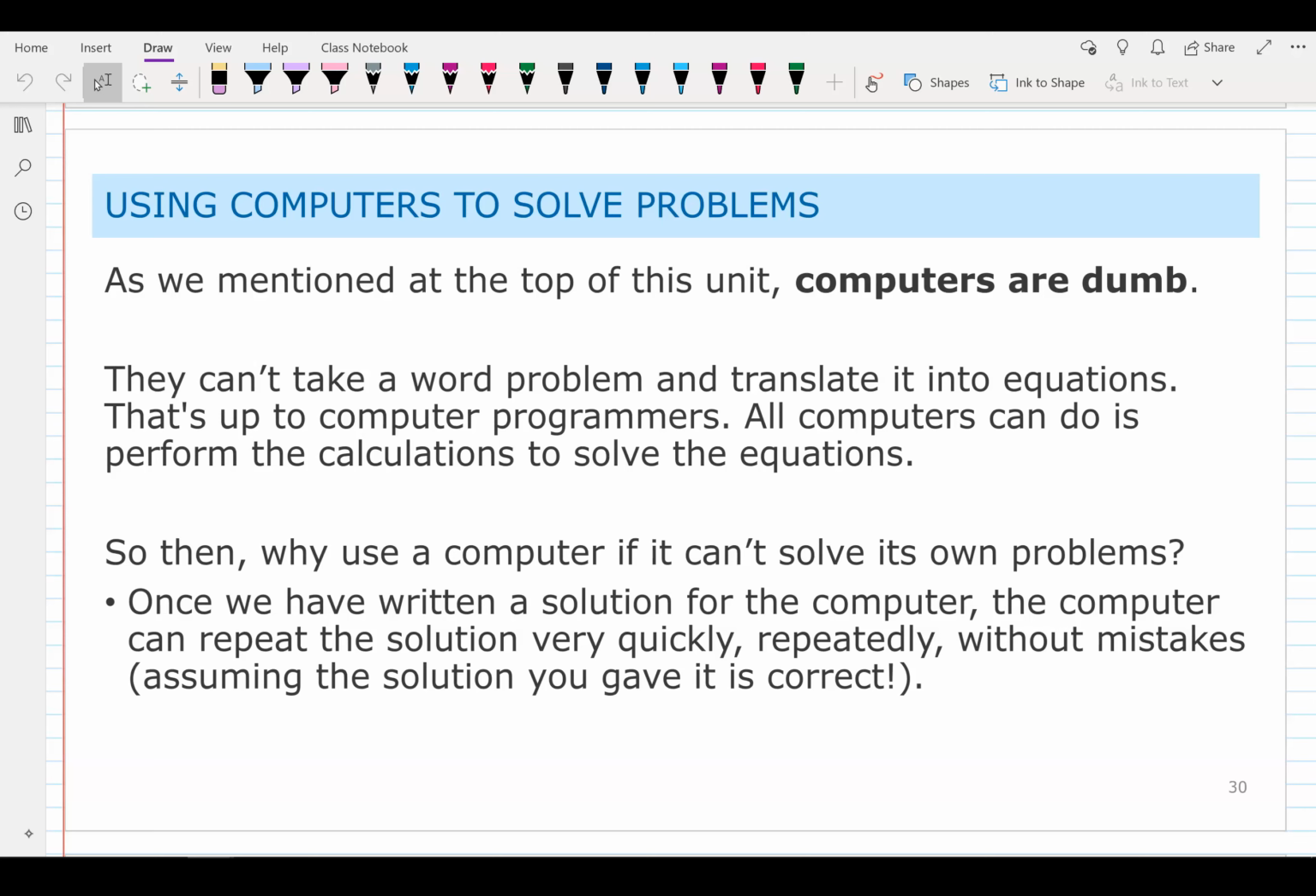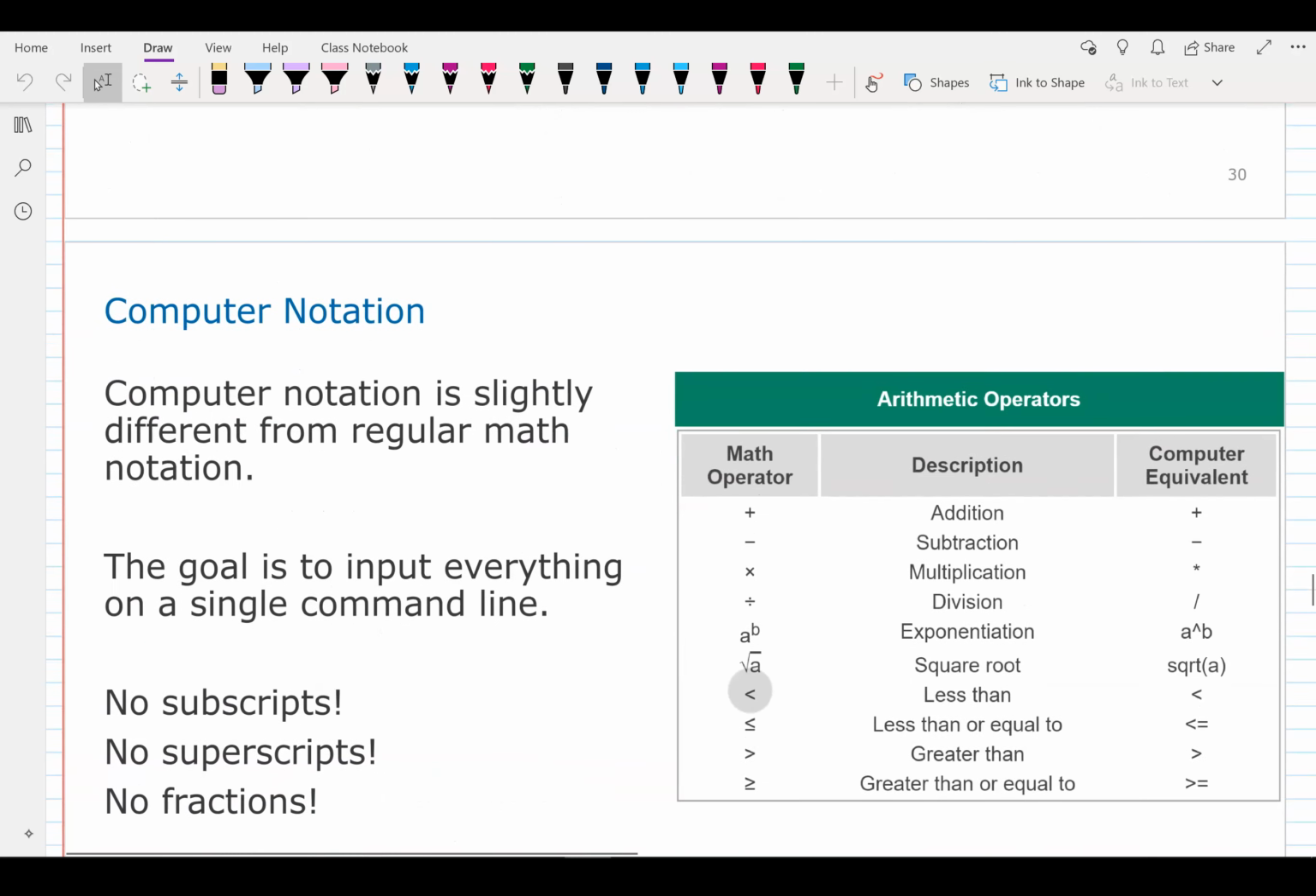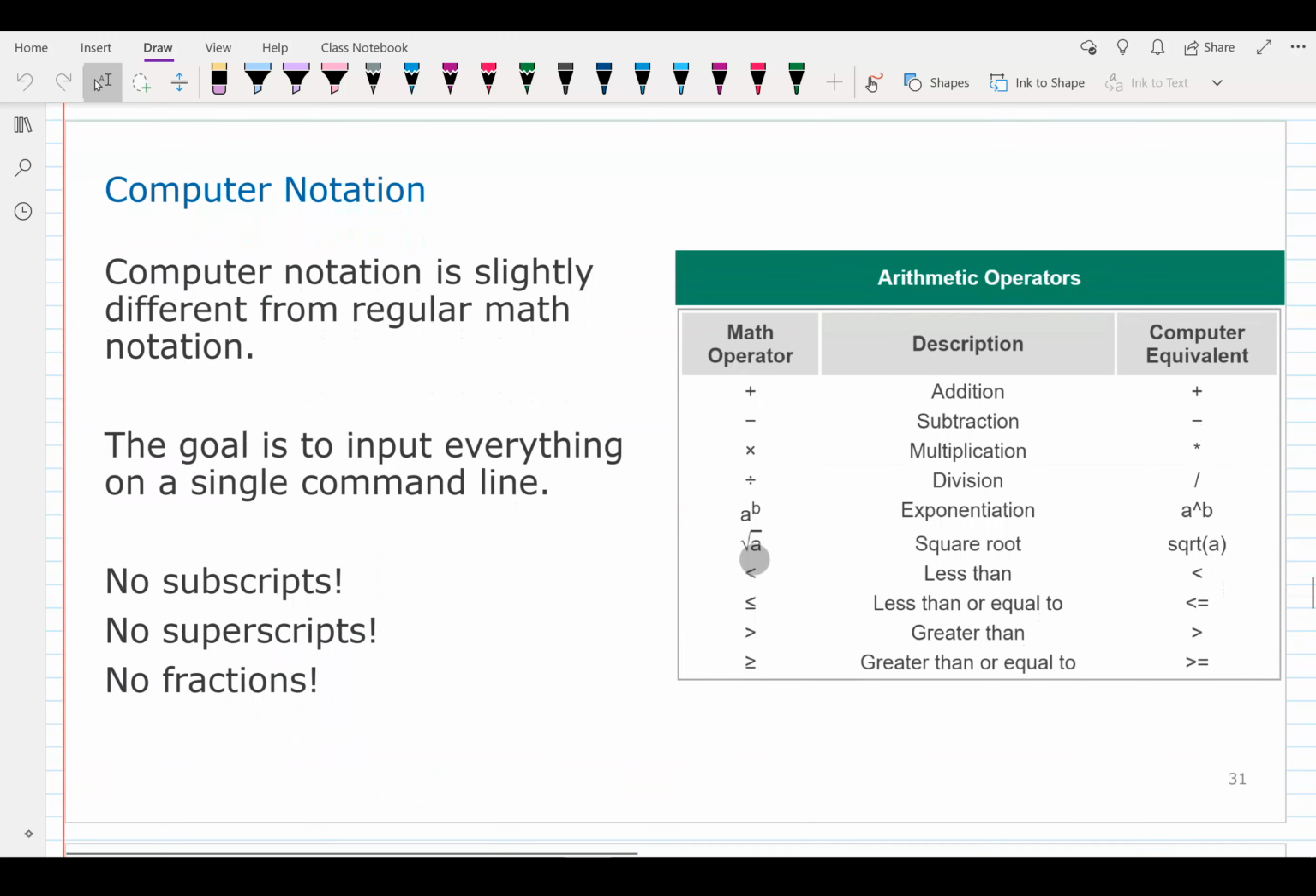So as we mentioned in the beginning of this unit, computers are dumb. They can't take word problems for us and translate them into equations. That's the programmer's job. So computers take your data and perform calculations to solve the equations, but they can't solve them unless you tell it how to do it. So we use computers because they can do our work for us very quickly as long as we give it the correct steps to follow. And the first component of providing instructions to a computer is actually typing the data in appropriately and correctly.